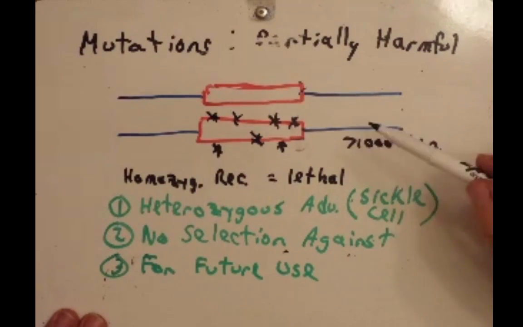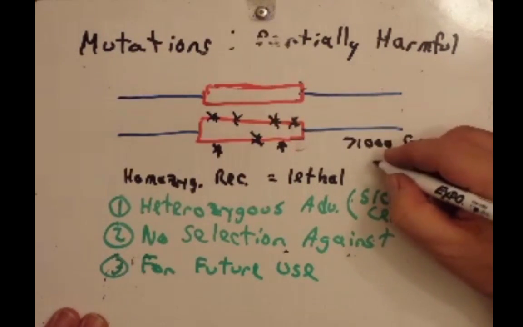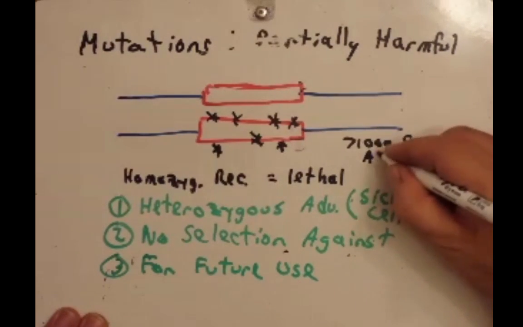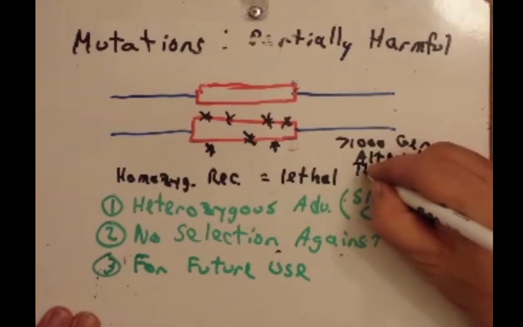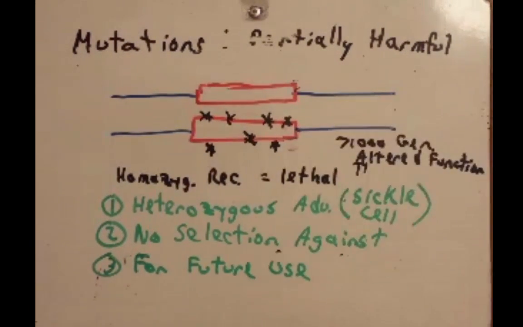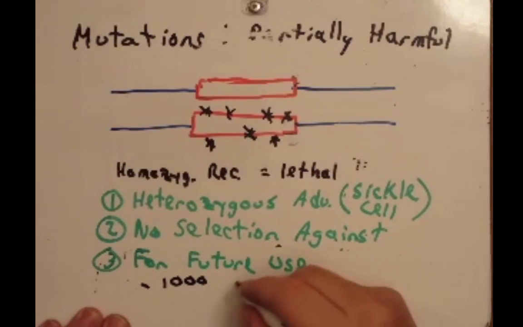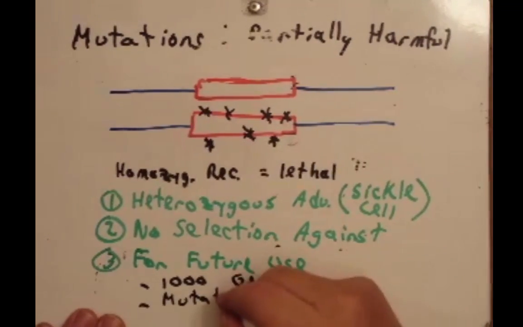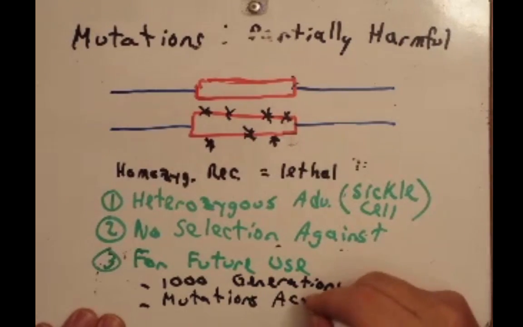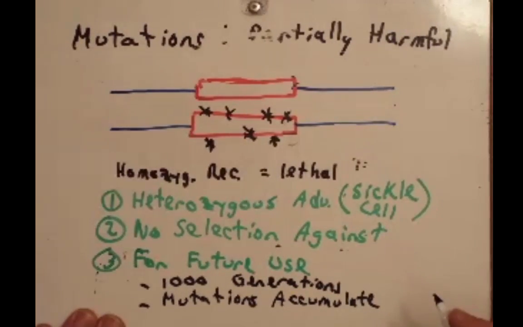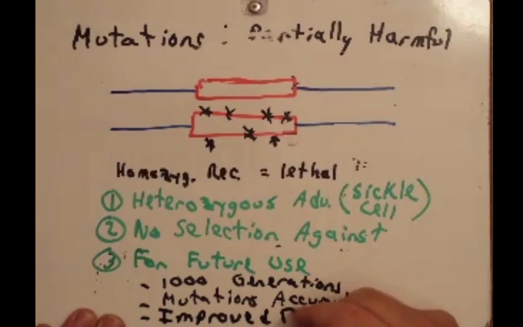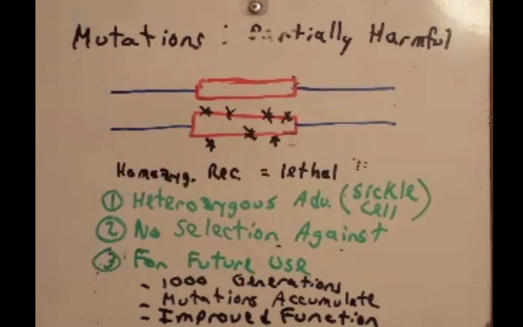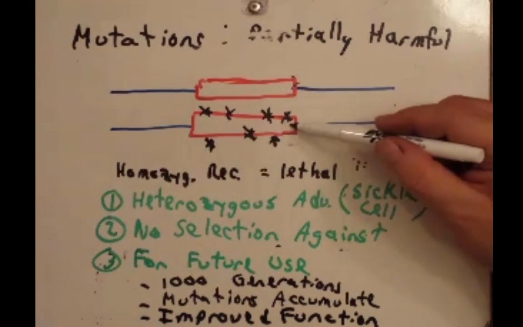And not only is it quite different than this original one, you've generated a new function, or an altered function, let's say altered, that, I'm going to rewrite this somewhere else so we can actually read it. So 1,000 generations, mutations accumulate, and we can generate an allele that has improved function. And now, with this allele with new and improved functions, it will become selected for.